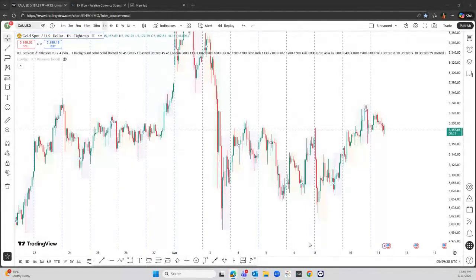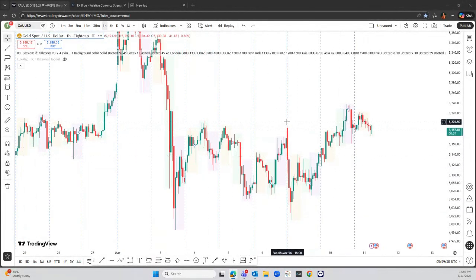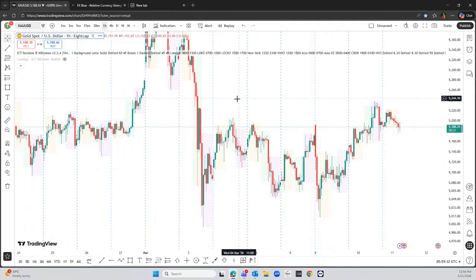So there is the chart. You can see the chart there. When you look at this particular chart, I want to concentrate on this piece of price action. Let's begin by looking at where the liquidities are.